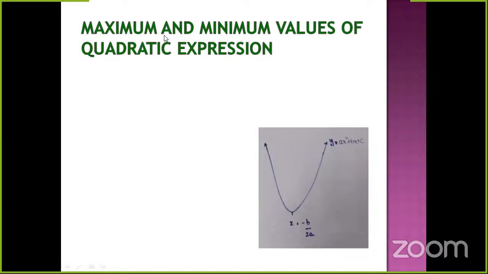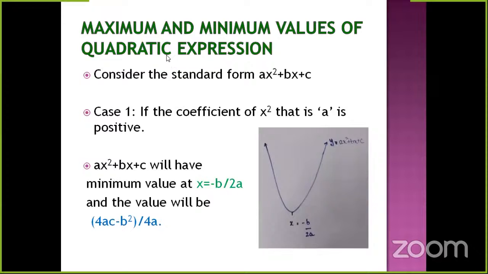So see our conditions, that is, maximum and minimum values of a quadratic expression. To check this, consider the standard form of quadratic expression, that is ax square plus bx plus c. In case 1, I am considering the coefficient of x square, that is a, as positive. Then you know that when a is positive, the parabola will be in the shape of a U, an upward parabola.